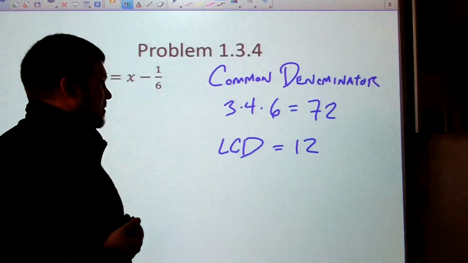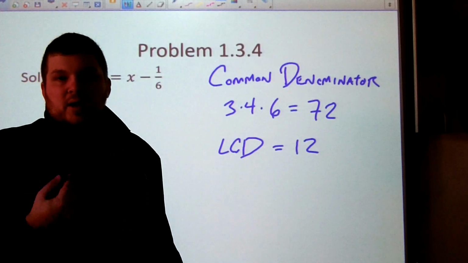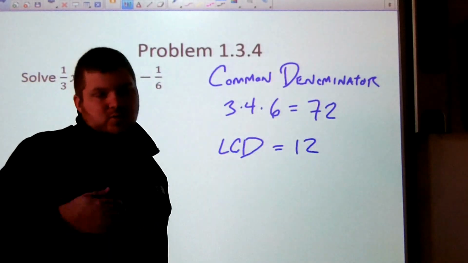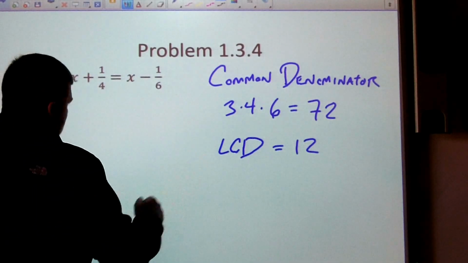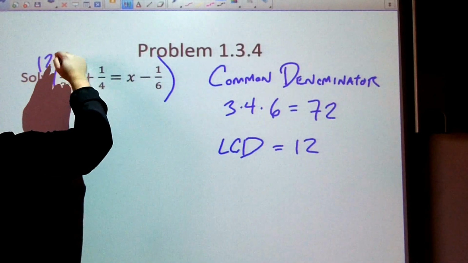I want to use the LCD, but here's what it is, okay? Essentially what we're doing is we're going to multiply by a common denominator. You can use the lowest one or not the lowest one, but eventually the fractions are going to cancel out. So, I want to use the lowest common denominator, so I'm going to multiply both sides of my equation by 12.